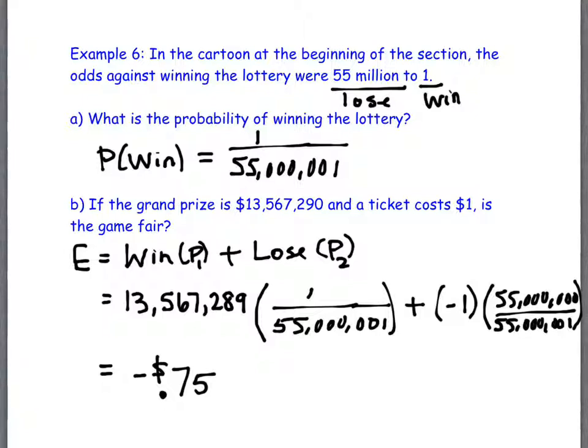Everybody good? All right. So this means on average, if I had bought a whole bunch of lottery tickets, on average I would lose 75 cents every time I played the game, right? I mean, that's what this says to us.